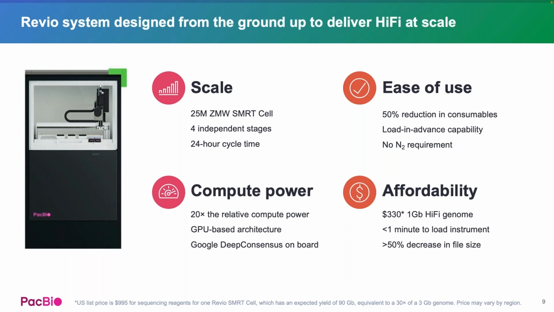As far as affordability goes, it's only 330 USD per 1 gigabase HiFi genome at 30x coverage. And it's less than a minute to load the instrument. And also because there's this increase in data, we've now done a greater than 50% decrease in the actual file sizes that are created off the platform because of new compression capabilities.